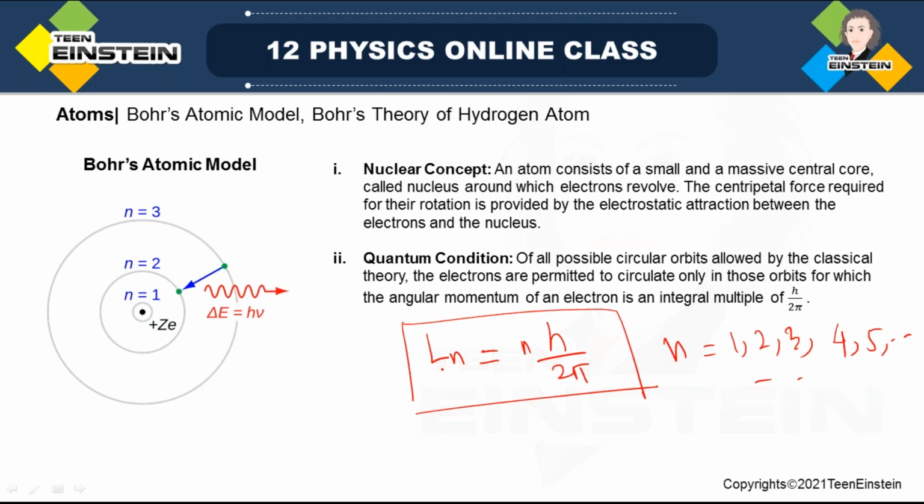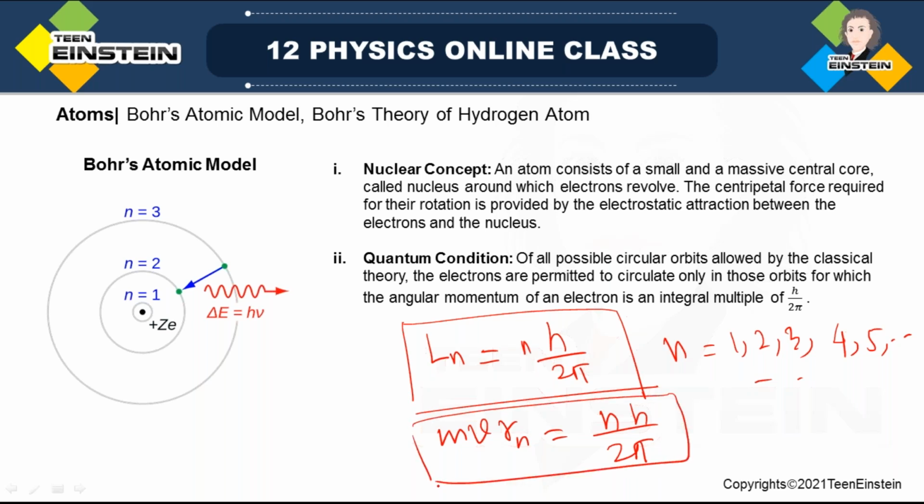So n is an integer, or we can write this in an elaborate way: m v rn equal to nh by 2 pi, where rn is the radius of the nth orbit. This is Bohr's quantum condition. Here L is the angular momentum, n is the integer number, and h is Planck's constant. This is the famous Bohr's quantum condition.